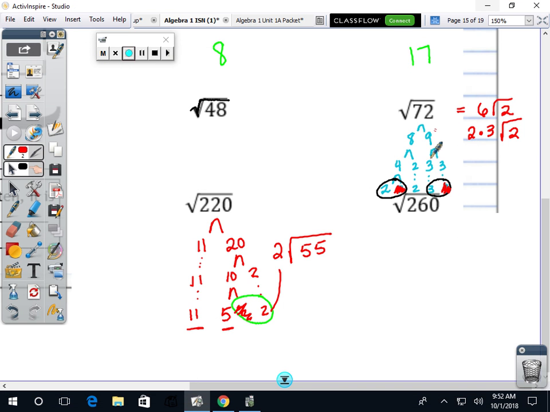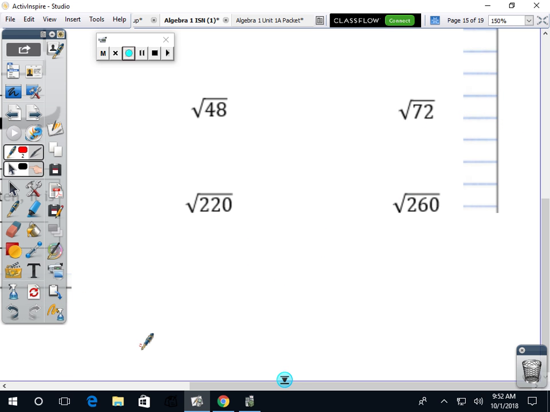Okay, let's try this one. Has everybody finished copying the work from the previous one? All right, what's the very first thing I should do every time I'm working one of these?